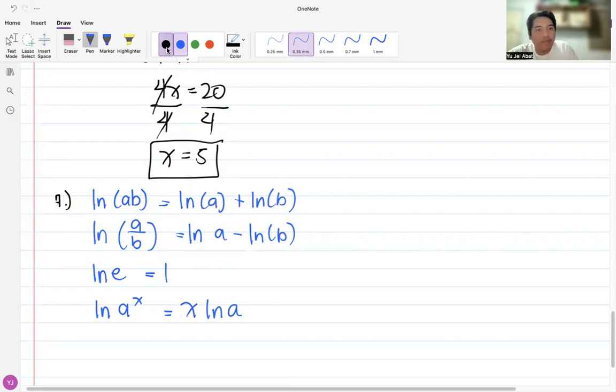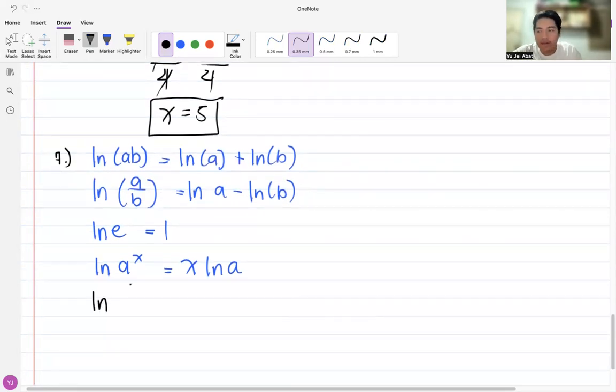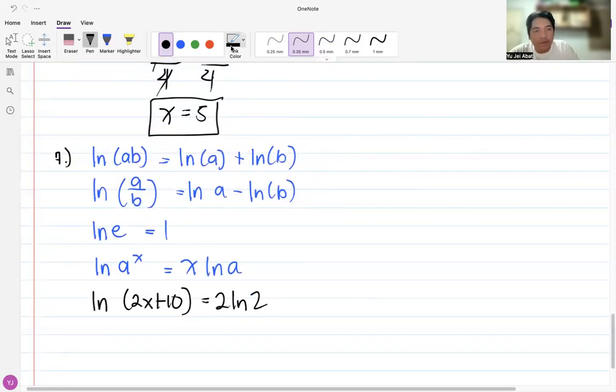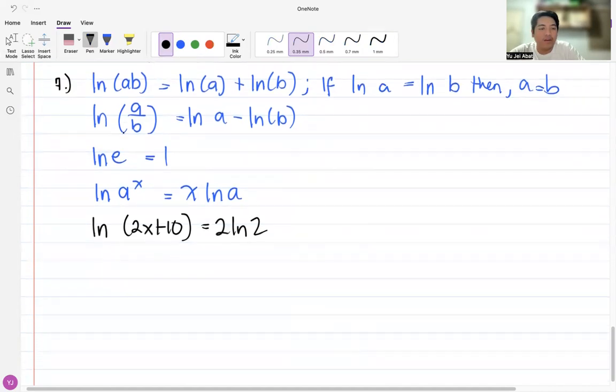So for number 7, let's say we try to solve ln of 2x plus 10 equals ln of 2. Again, pretty much the same. Another property that we have here: if ln of a equals ln of b, then a equals b. So let's take a look here: ln of 2x plus 10 equals 2 ln of 2.